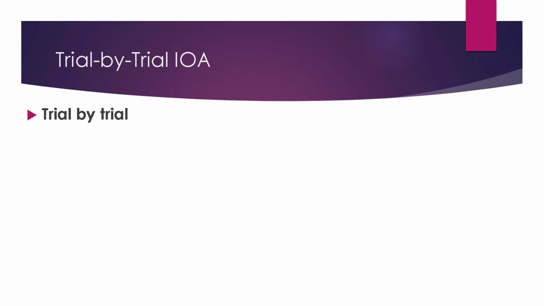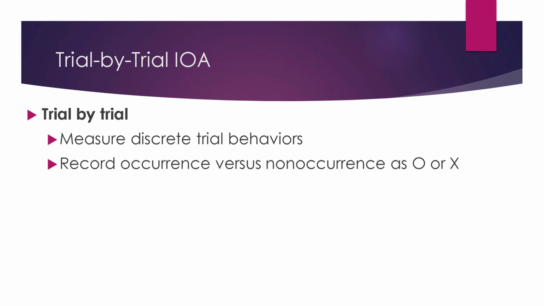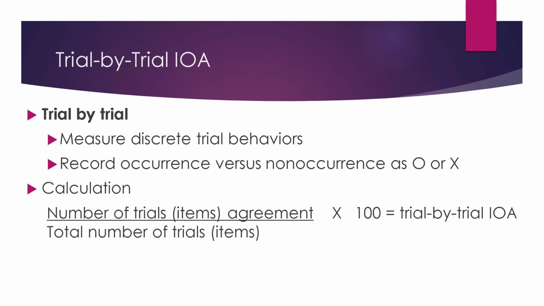Trial-by-trial IOA data is used when observers are measuring discrete trial data. Data is typically recorded as a 0 or an X, where the 0 indicates that the behavior did occur and an X indicates that the behavior did not occur. Trial-by-trial IOA is calculated by dividing the number of trials in which the observers agreed that the behavior either occurred or did not occur by the total number of trials and multiplying by 100.